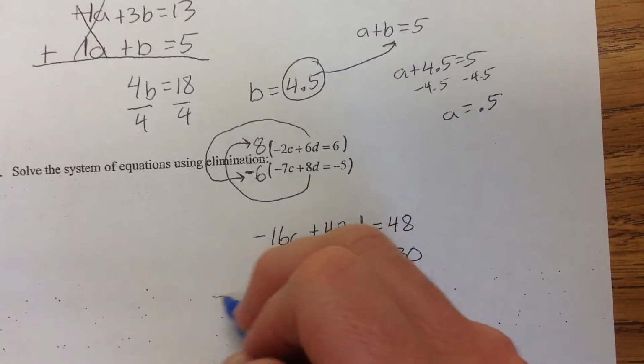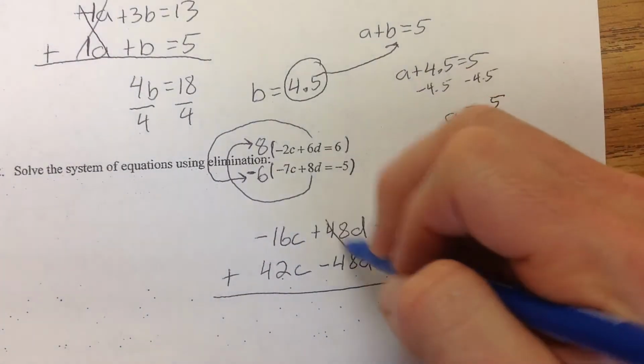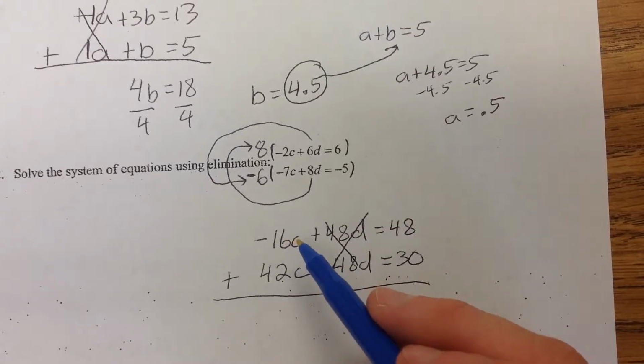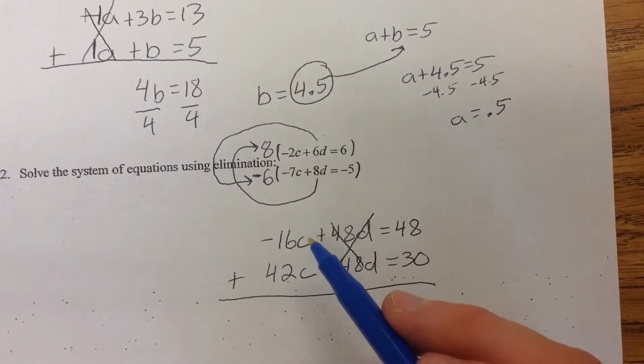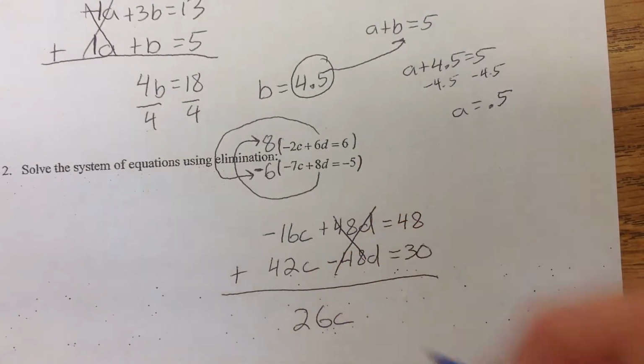All right. I'm ready to add these together because I now have opposites. These will cancel out. Negative 16 plus 42 is going to be, let's see, 26c.